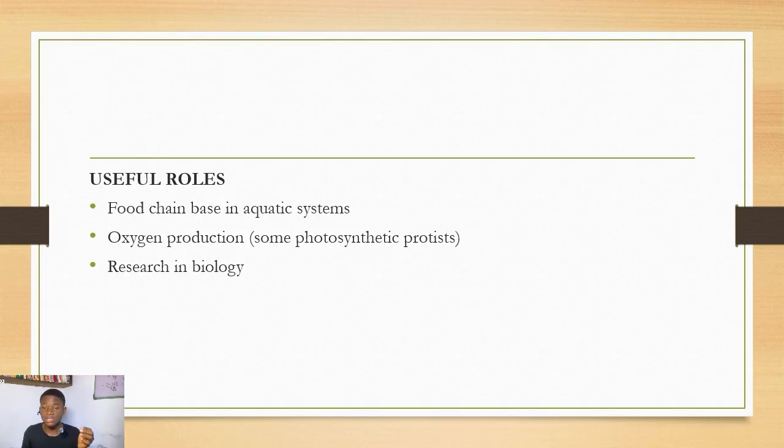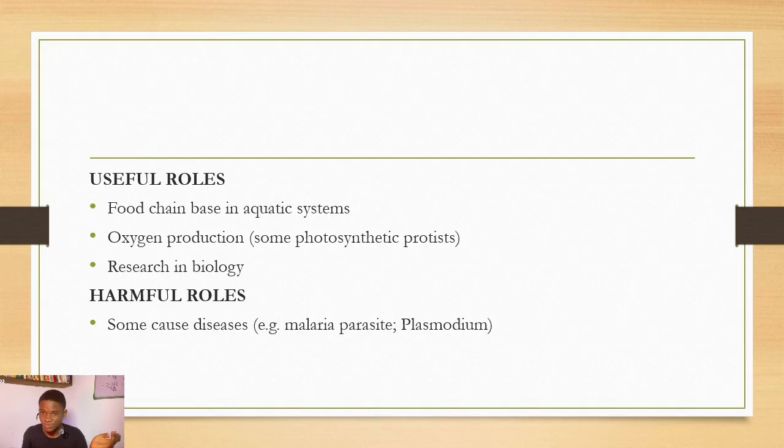Then the disadvantages. First is that some cause diseases, for example, the malaria parasite, Plasmodium. Okay, you know what a parasite is? It feeds on this particular organism and is very harmful to it. It is not beneficial. Okay, and we have two types of parasite. We have the ectoparasite, the one that lives outside the host, for example, lice, tick, and we have the endoparasite like Taenia solium and Taenia saginata, and this Plasmodium. Then they contaminate water bodies. Remember, they live in aquatic bodies, so they are actually going to contaminate these water bodies. So that's the economic importance of protists.